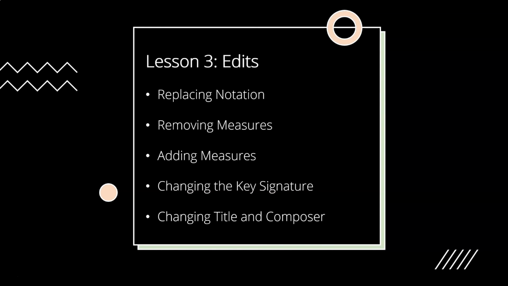So in this lesson, we went through making edits in our Finale document, and that went from replacing notation, removing measures, adding measures, changing the key signature, and changing the title and composer of our piece. Again, I would go into Finale, tinker with all of these things, add measures, remove measures, replace all of your notation, change your key signature a couple of times so you can see how it really does affect your music, and change your title and composer. That way you don't forget how to do it.